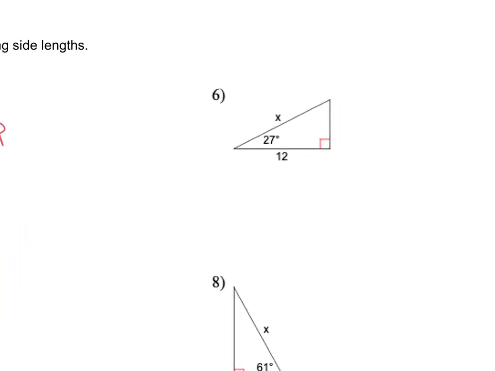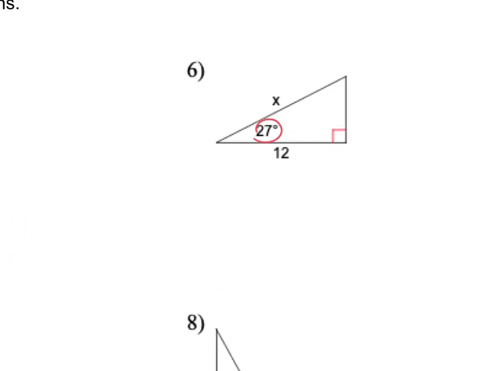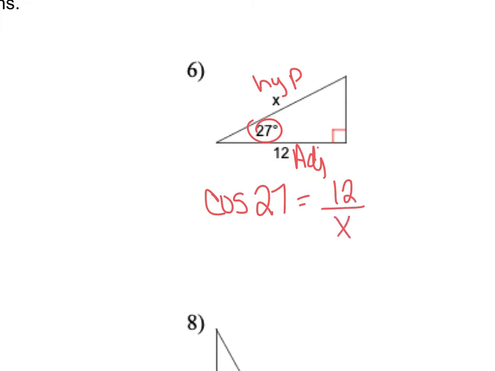All right, let's move on here. Here my angle is 27 degrees. 12 is adjacent to it. And x is my hypotenuse. So I know if I'm given information about adjacent and hypotenuse, I'm going to use cosine. And my angle is always attached to my trig function. Adjacent is 12. Hypotenuse is x.